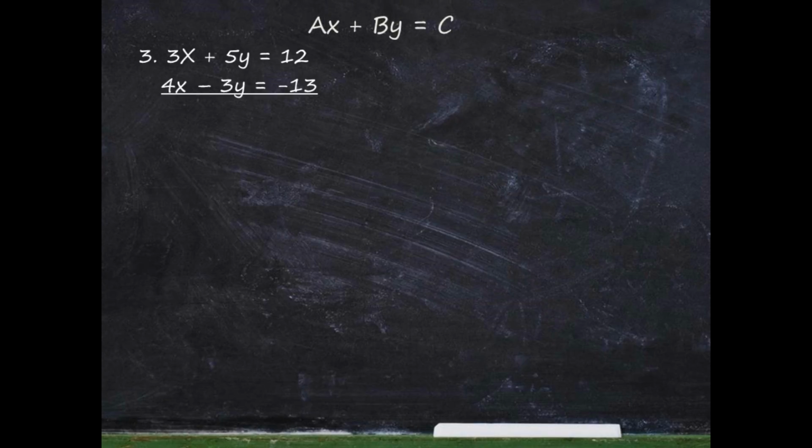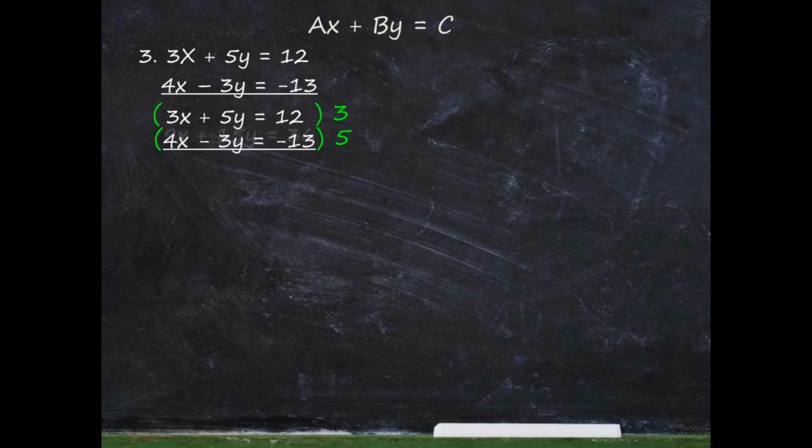For our last example, we have 3x plus 5y equals 12 and 4x minus 3y equals negative 13. Since both of the equations are in standard form, ax plus by equals c, we can now continue. But as you can see, there is no variable with the same coefficient, so we have to manipulate these equations to have the same coefficient and eliminate a variable. So we will multiply the first equation by 3, because it is the coefficient of y in the second equation, and multiply the second equation by 5, because it is the coefficient of y in the first equation.